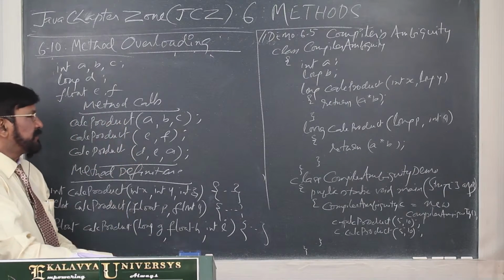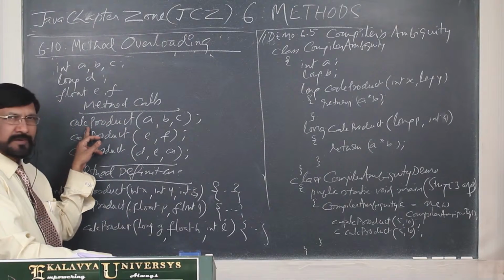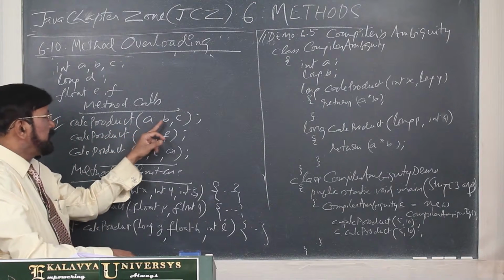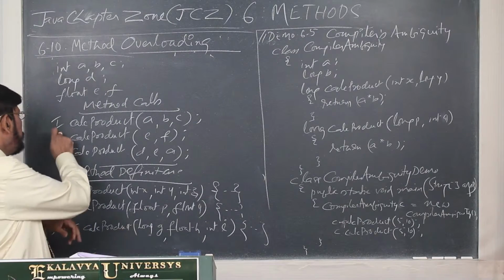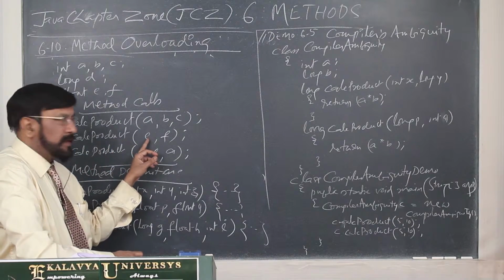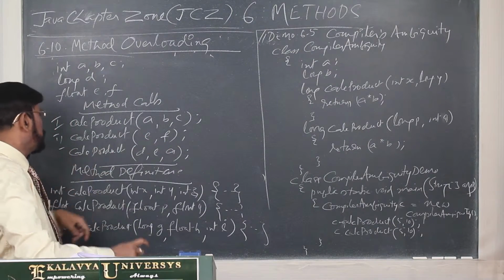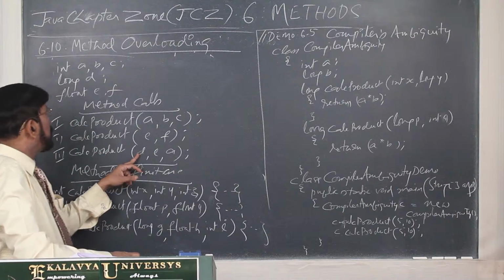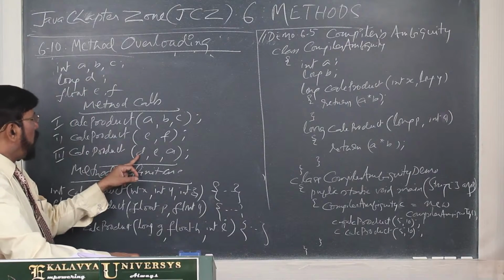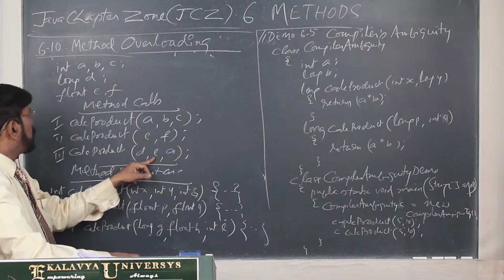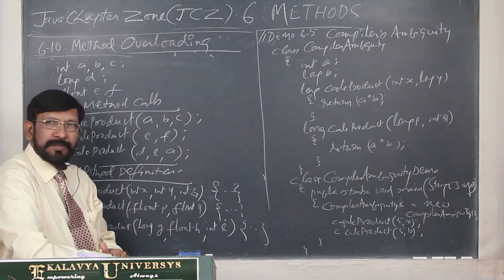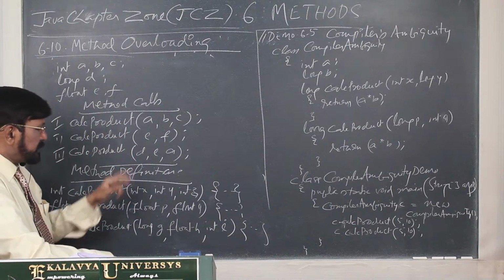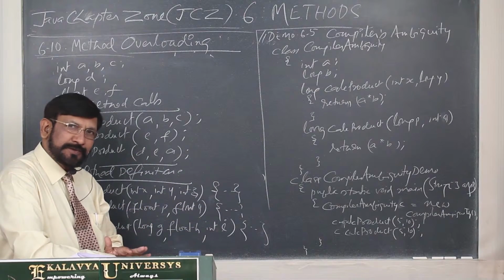Now the signatures are different. What is the signature for this? First one, calculate product int. Second one, calculate product float. What about the third one? Calculate product long, float and int. So the 3 signatures are different. So whichever method you call, the corresponding definition only is executed.